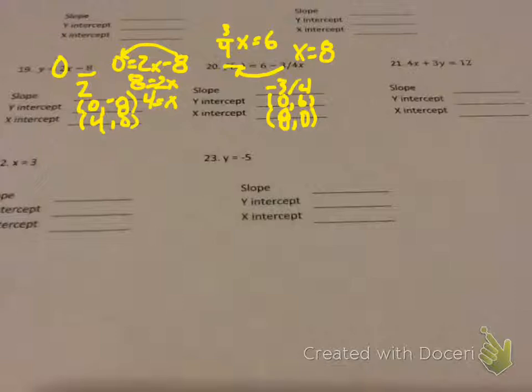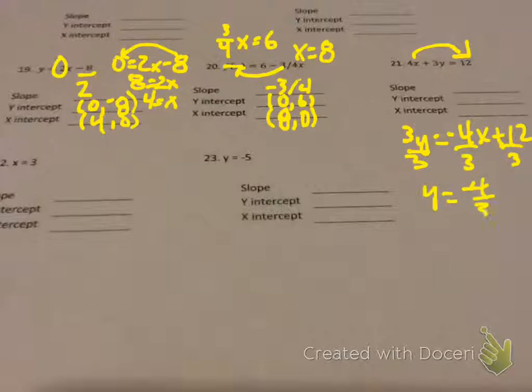Okay, here I need to solve for y. So I'm going to move this over to the other side. So I'd have 3y equals negative 4x plus 12. Divide by 3, divide by 3, divide by 3. Y is equal to negative 4/3 x plus 4. So my slope is negative 4/3. My y-intercept is 0, 4. And again, you should end up getting 3, 0 for your x-intercept if you solved it algebraically.